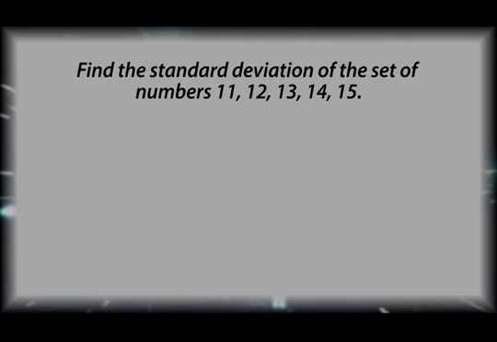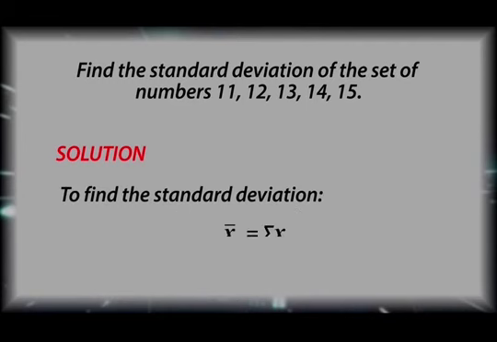Now, let's look at an example of how to find the standard deviation of a set of numbers. Example 1 says, find the standard deviation of the set of numbers 11, 12, 13, 14, and 15. Now, let's look at the solution. The first thing is to find the mean, and the mean is given by x bar. So x bar is equal to sigma x divided by n. We have used this formula before.